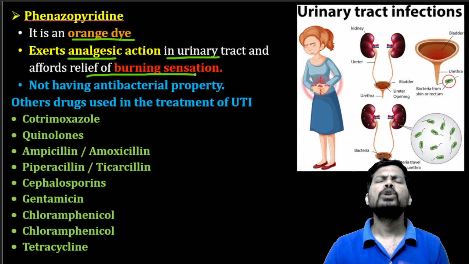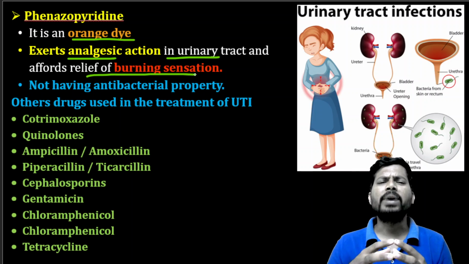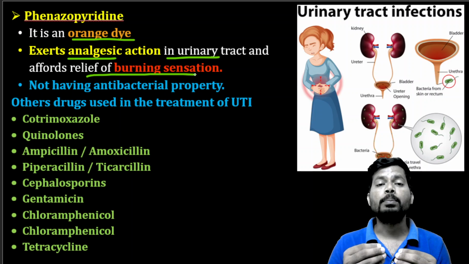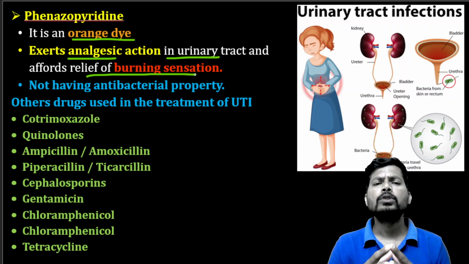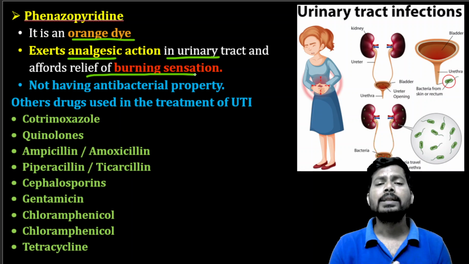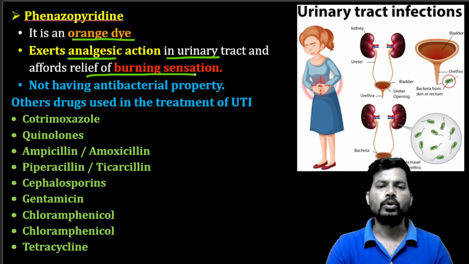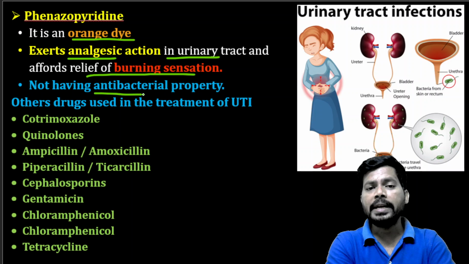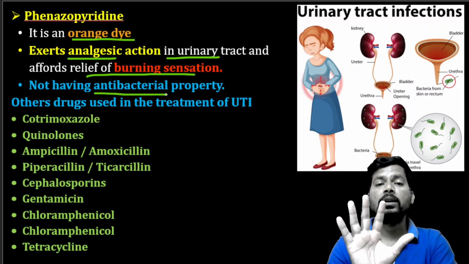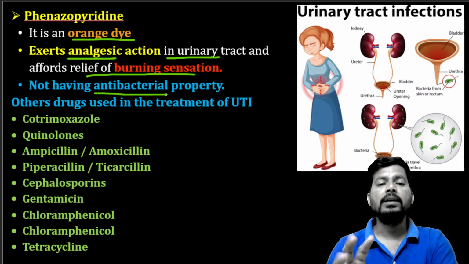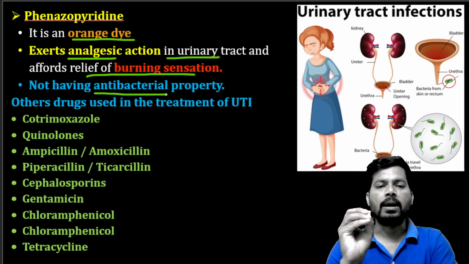Especially during a urinary tract infection there is a burning sensation, pain while urinating, or maybe blood in the urine. So there is a chance of pain, and that pain can be controlled by the urinary analgesic phenazopyridine. It is an orange color dye compound. It does not have any antibacterial property, so it has no effect on bacteria. It just causes analgesia, pain relief.